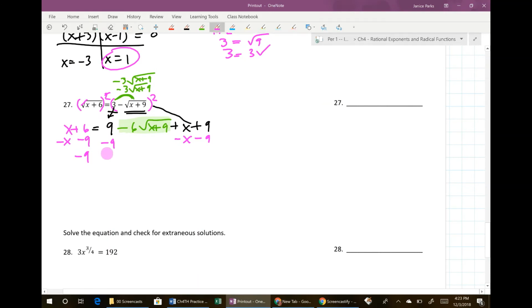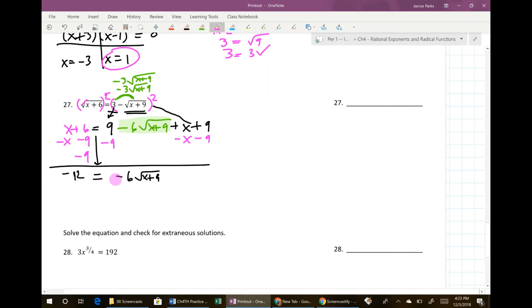Make sure you're doing it once to each side of the equal sign. So the equal sign is here. These 9s cancel. The x's cancel. These 9s cancel. So on this side, we only have negative 6 square root of x plus 9. And on this side, the x's cancel, so I have 6 minus 18, which is negative 12.